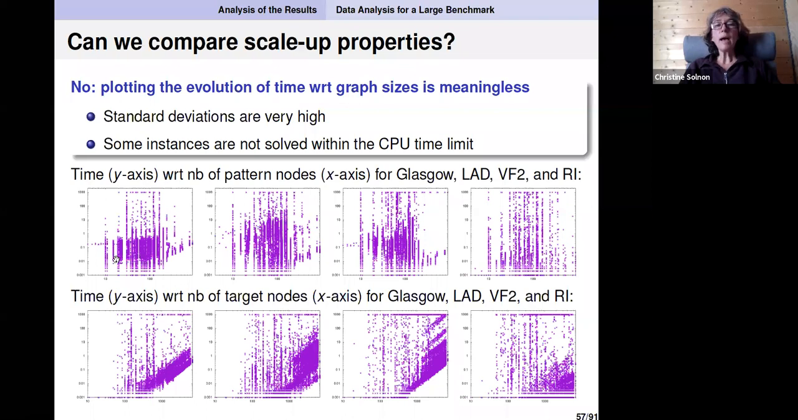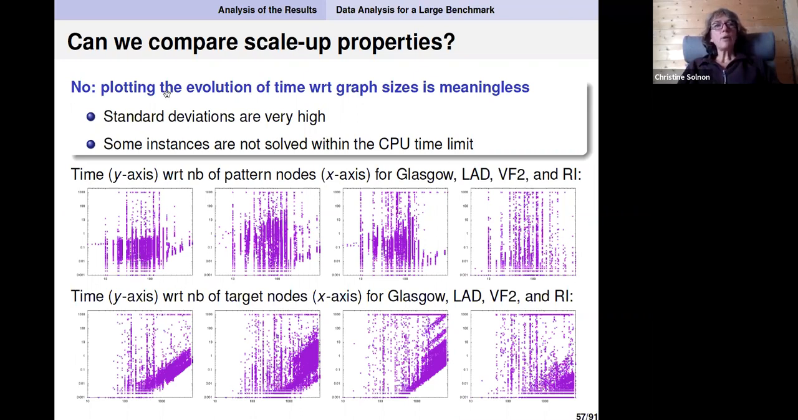So I cannot compute an average for these values, and even if all instances were solved, I see that the standard deviation is very high. So computing average values on this kind of data is not interesting. And this is for Glasgow, but if we look at RI, the standard deviation is even larger.